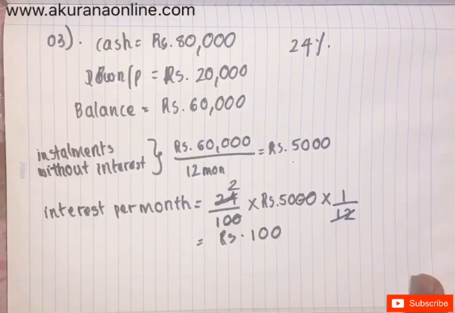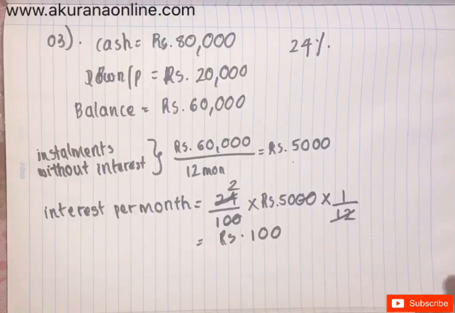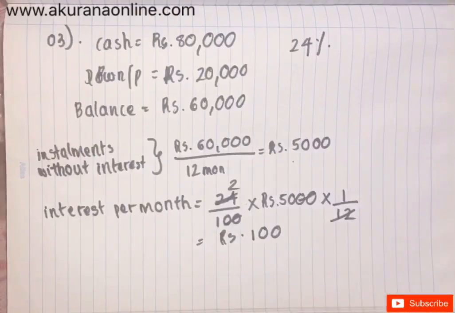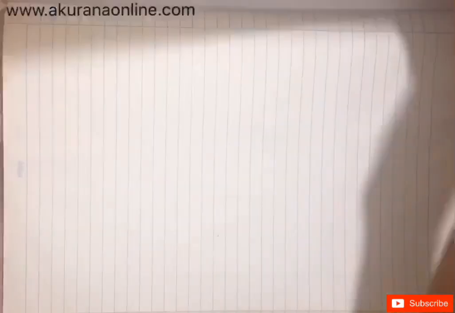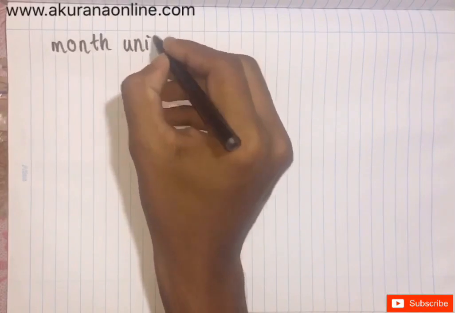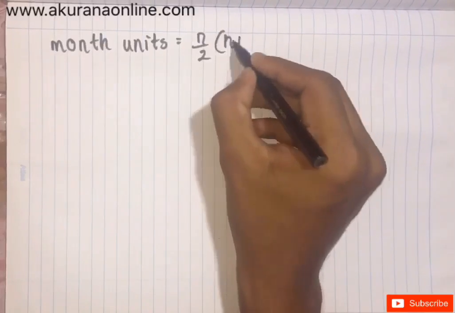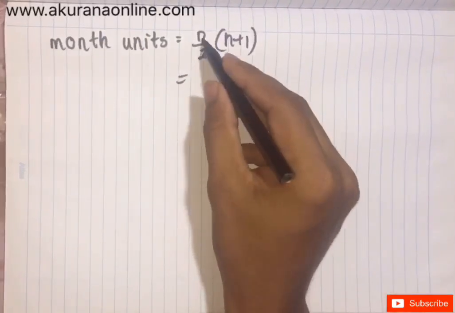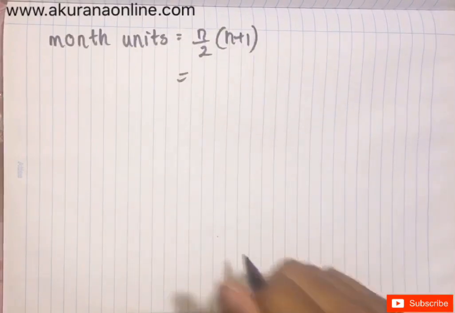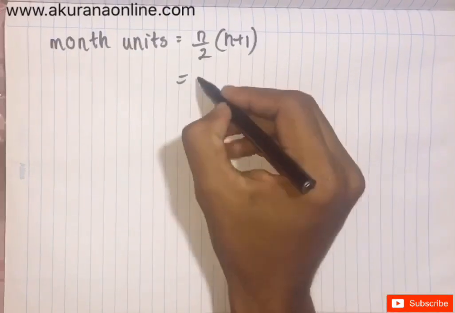Now you cannot just multiply this interest by 12, because this is calculated on the reducing balance. In these types of questions, you have to find the total number of month units. How do you find the number of month units? There is an equation for that: n divided by 2, times n plus 1. Here n is the time period. Altogether, how much do you get? It should be 12.